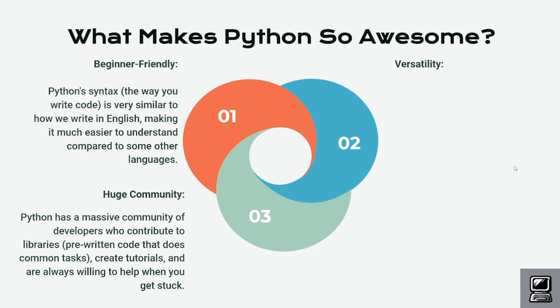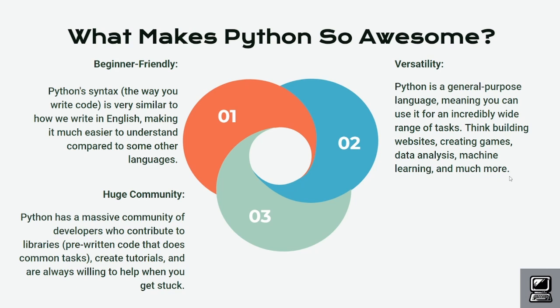Python is very versatile because it is a general purpose language, meaning that you can use it for an incredibly wide range of tasks. Building websites, creating games, data analytics, machine learning, and so much more.